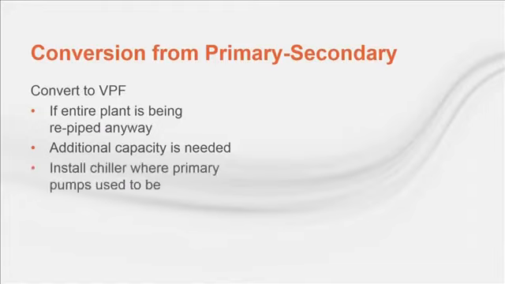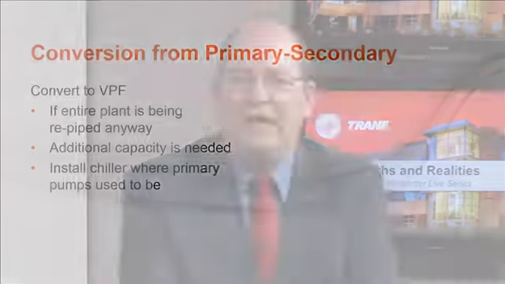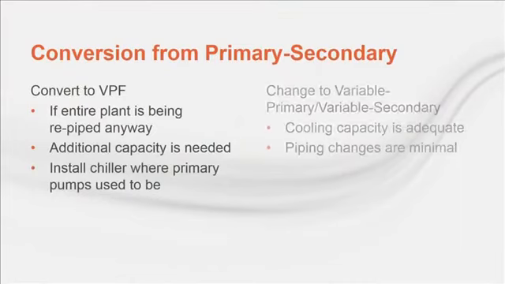When the primary pumps are removed, a lot of space is freed up. At a university out east, an additional 1,000-ton chiller was installed where those primary pumps used to be. Now, in a landlocked chilled water plant, that saved a lot of capital cost. But if there is enough cooling capacity and planned piping changes are minimal, conversion to variable primary, variable secondary actually makes a lot of sense.